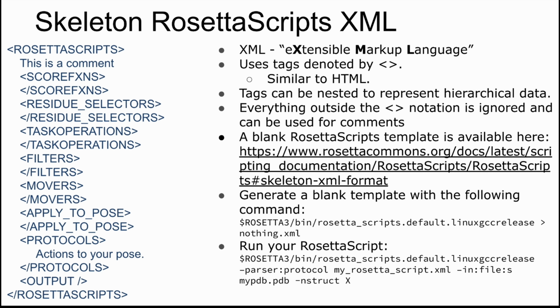You can also make a blank template with the following command, just the RosettaScripts executable, to make a blank XML for you to fill in. To actually run your Rosetta script, you're going to use, again, the RosettaScripts executable, and pass your XML to it, and then any PDBs or anything like that you want to pass to it. Okay, so we're going to go over all of these different parts of a Rosetta script, how to use them, and what they do.